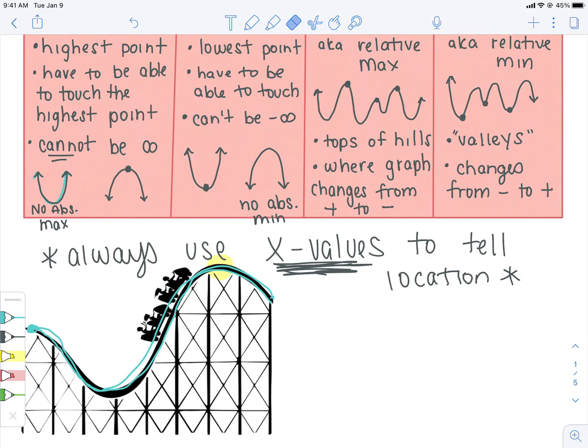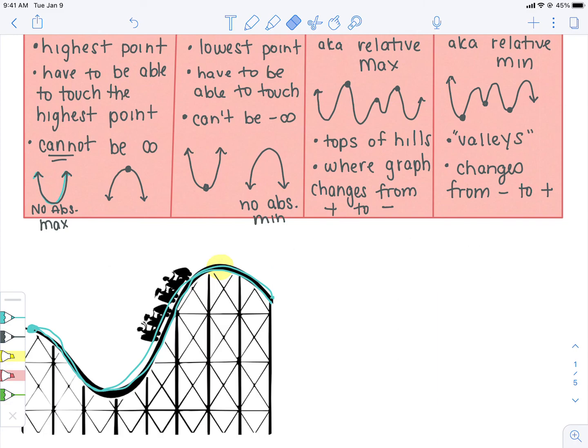So I'm just going to give myself more room. My absolute max is the highest point on the graph. My absolute min is the lowest point on the graph.